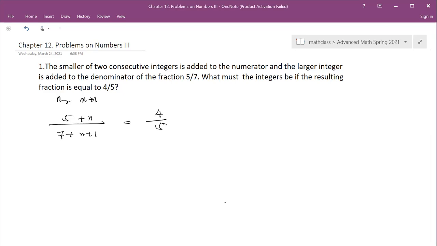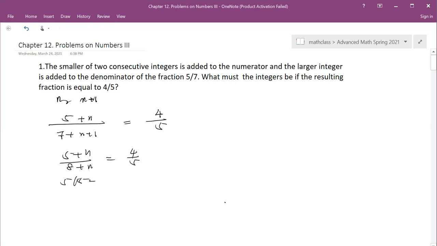How do you solve this equation? Well, first of all, simplify a little bit, right? So (5 plus n) over (8 plus n) equals 4/5. It's harder to guess what is the value of n. So it's better to simplify this equation. You do the cross product.